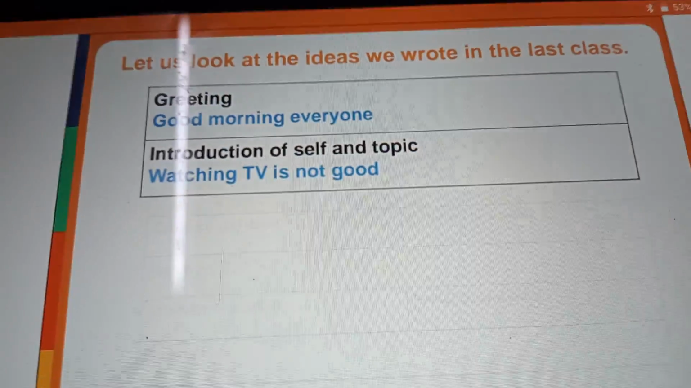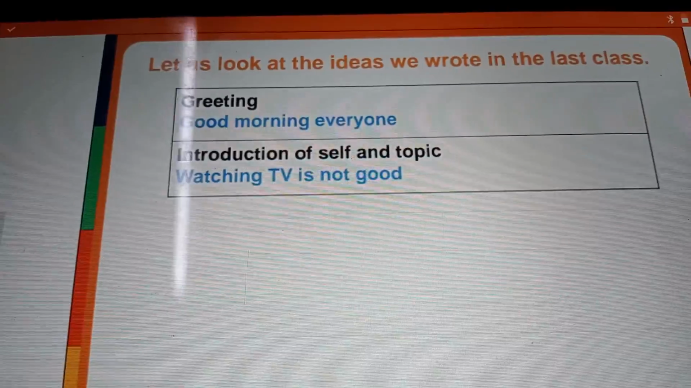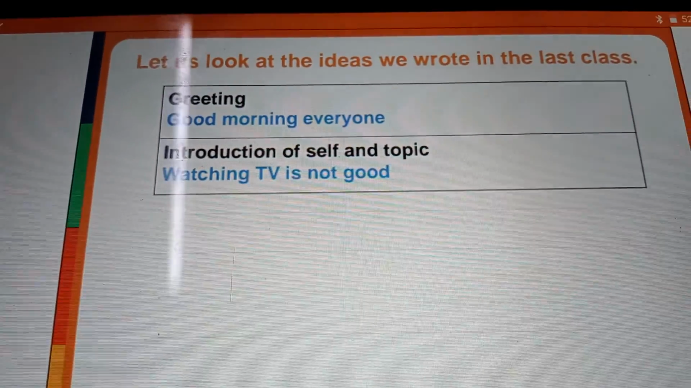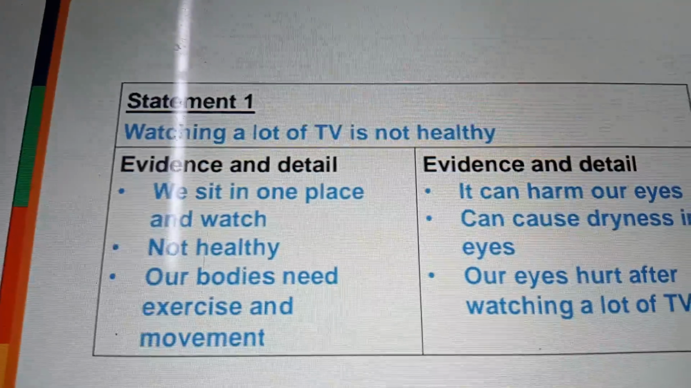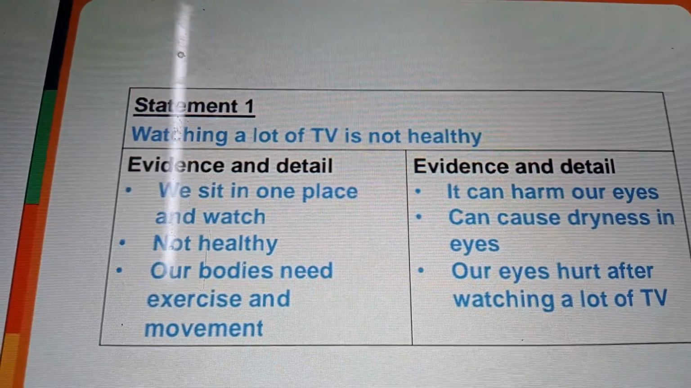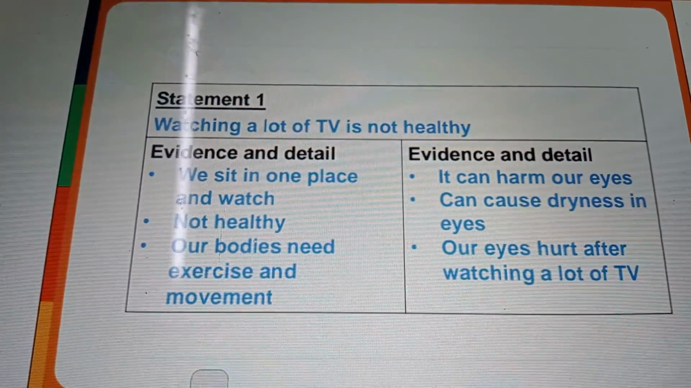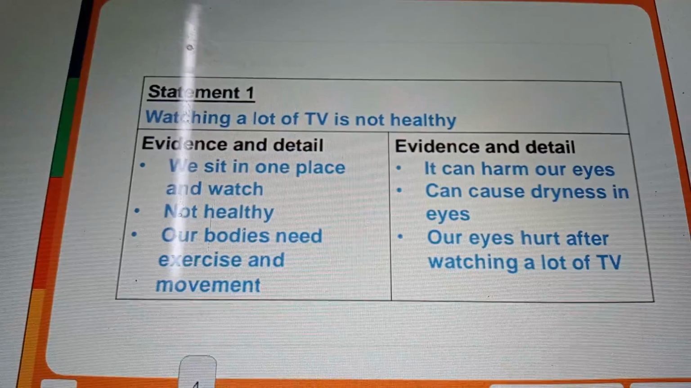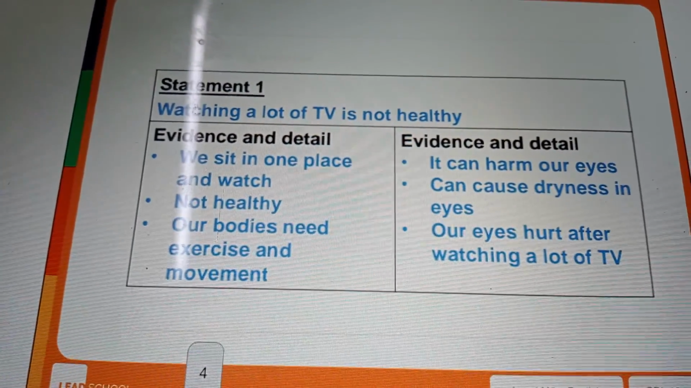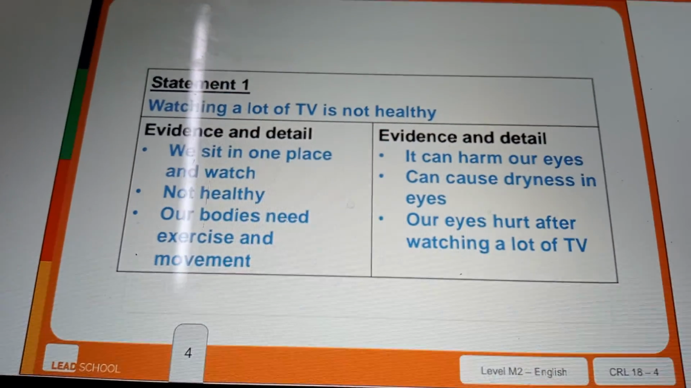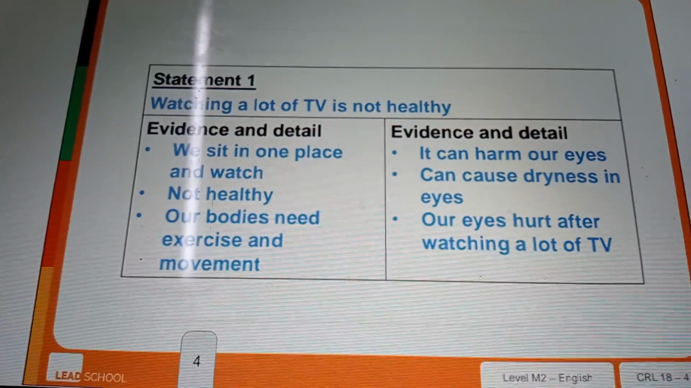See here. Look at the ideas we wrote in the last class. Greeting: Good morning everyone. Introduction of self and topic: Watching TV is not good. Statement 1: Watching a lot of TV is not healthy. Evidence and detail: We sit in one place and watch. Not healthy. Our bodies need exercise and movement. Evidence and detail: It can harm our eyes. It can cause dryness in eyes. Our eyes hurt after watching a lot of TV.